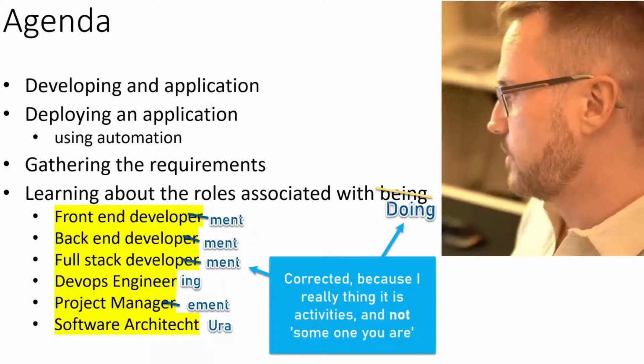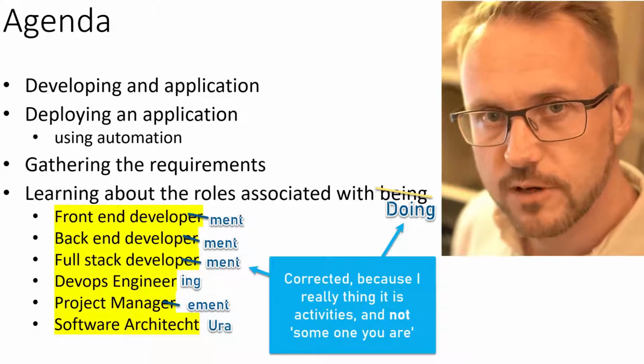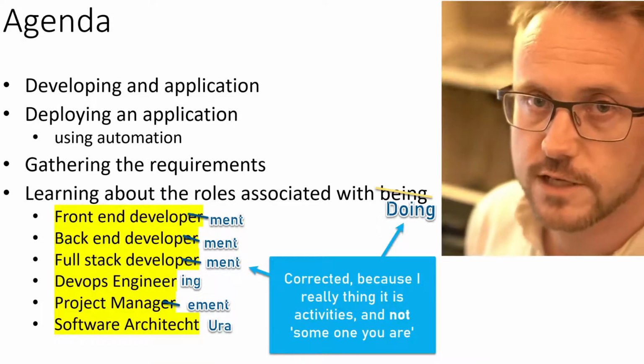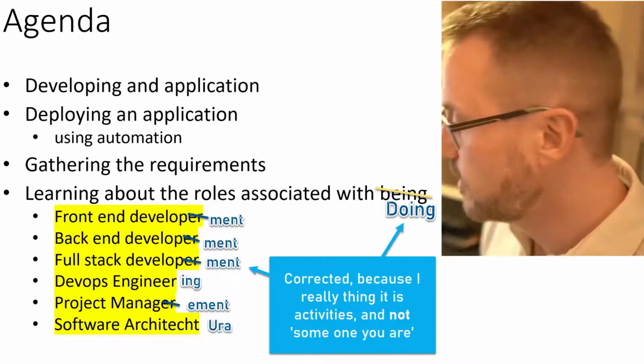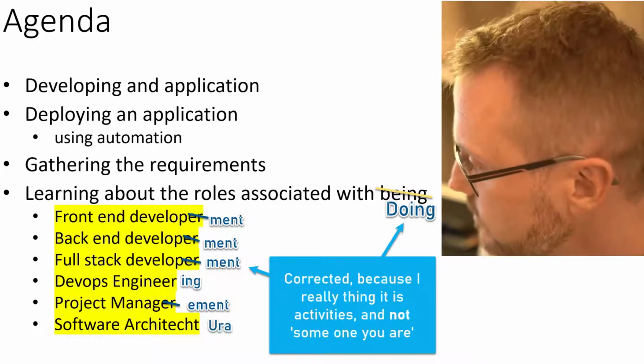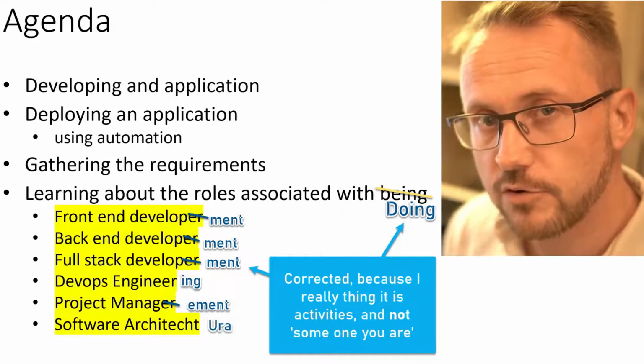We are gonna learn what the front-end developer does, what the back-end developer does, what the full-stack developer does, what a DevOps engineer does, what a project manager does, and what the software architect does. So I will not speak about and explain what these different roles are. Instead, I will show it with a practical example.